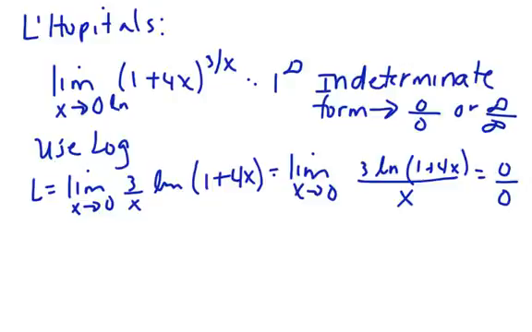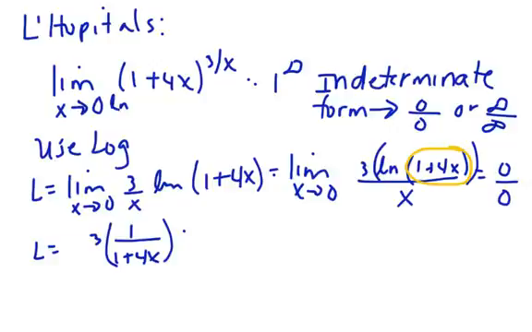So you just take the derivative of the numerator and the derivative of the denominator, right? So the derivative of the numerator is 1 over 3 times 1 over 1 plus 4x, right? We're taking the derivative of this now, times the derivative of the stuff, you've got to use the chain rule, which is the derivative of the inside function, which is actually 4. So the derivative of the numerator is 12 over 1 plus 4x. The derivative of the denominator is just 1.